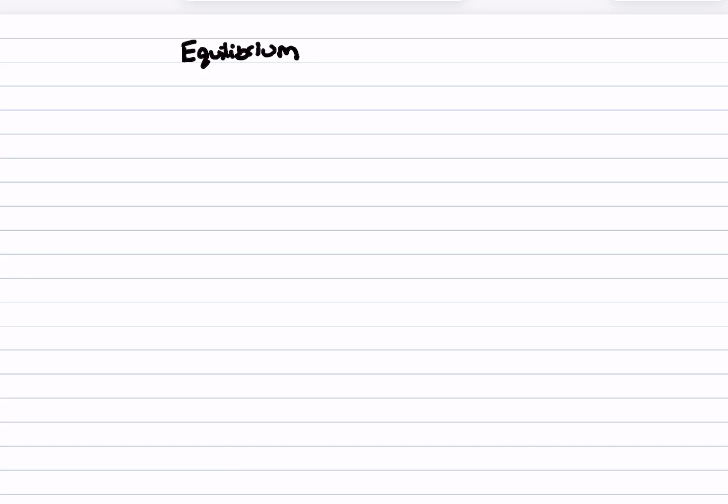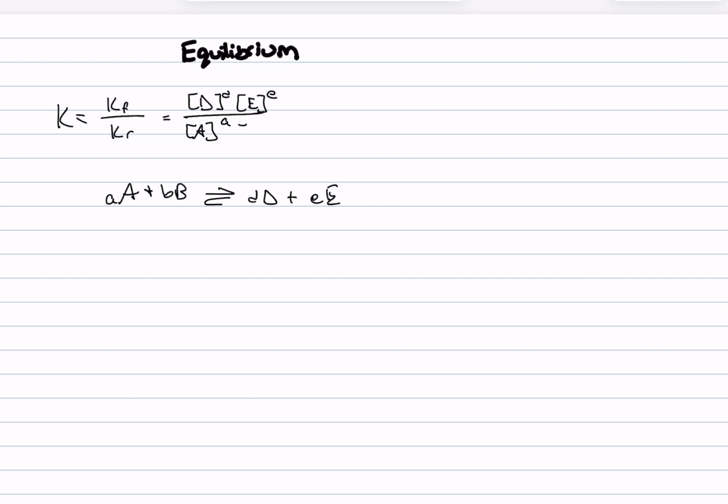Our next topic is equilibrium. For dynamic equilibrium, where the arrows go both ways, we can say that K is equal to K of the forward reaction over K of the reverse reaction. So in this case, that would be in the numerator D raised to the d times the concentration of E raised to the e, over A raised to the a times B raised to the b.